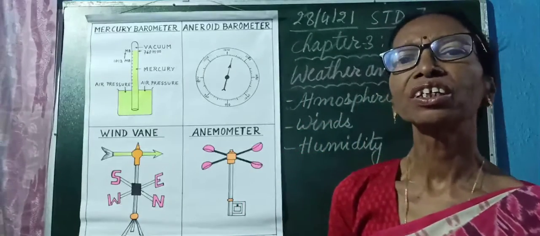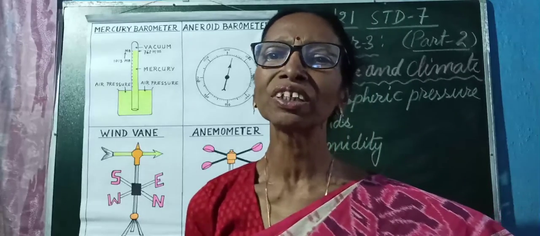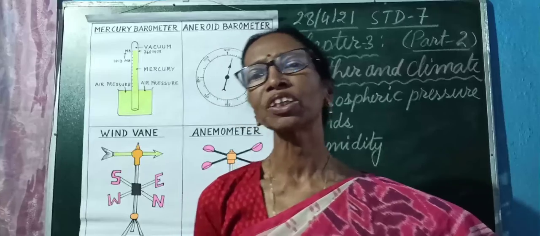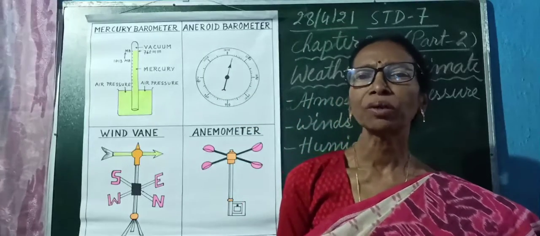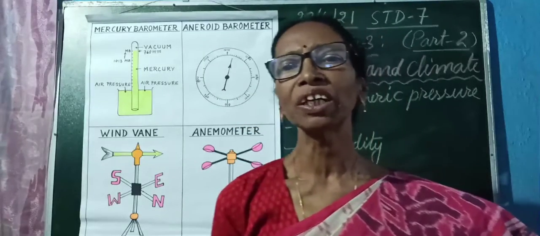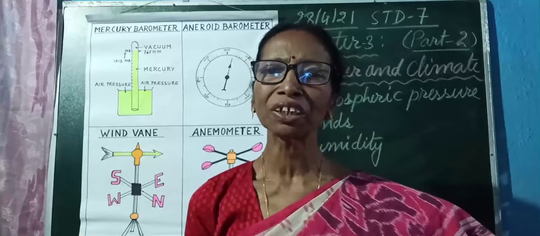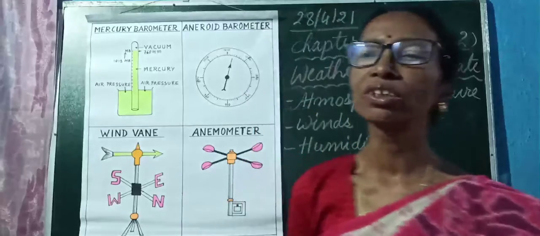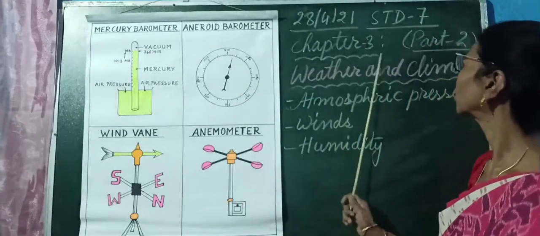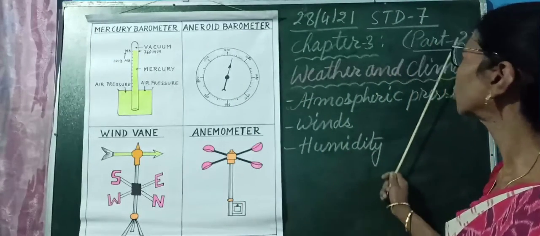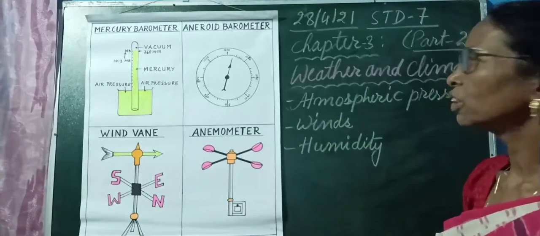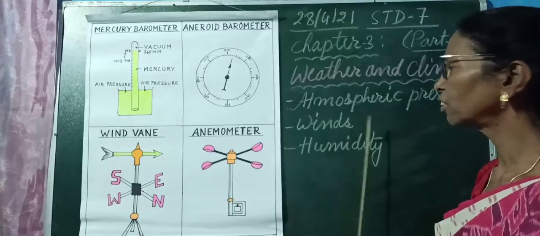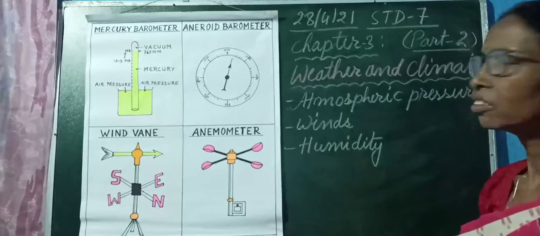In Geography, you are learning about the weather and climate. Through the previous video, you have studied about an important element of weather and climate, that is temperature. Today you are going to learn Chapter 3, Weather and Climate. This is Part 2, and you are going to learn about atmospheric pressure, winds and humidity.